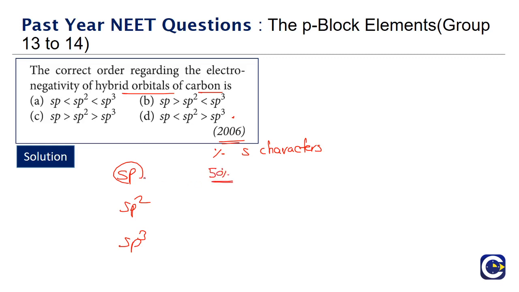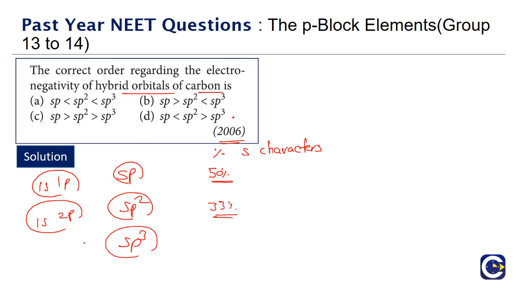The sp hybrid orbitals are formed by the overlap between one s orbital and one p orbital, whereas sp2 is formed by the overlap of one s orbital and two p orbitals. So here the percentage s character will be nearly 33%. In sp3, they are formed by the overlap of one s orbital and three p orbitals, so the percentage s character will be 25%. When the s character is high, that hybrid orbital of carbon will be more electronegative. So the correct order is sp is more electronegative than sp2, than sp3.